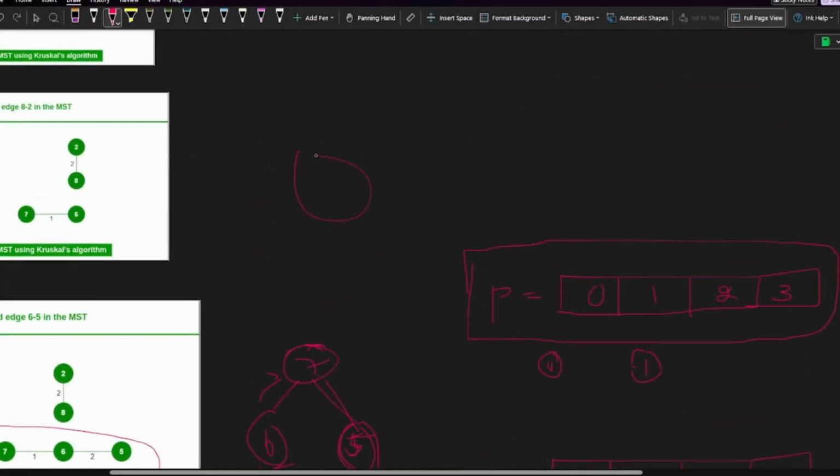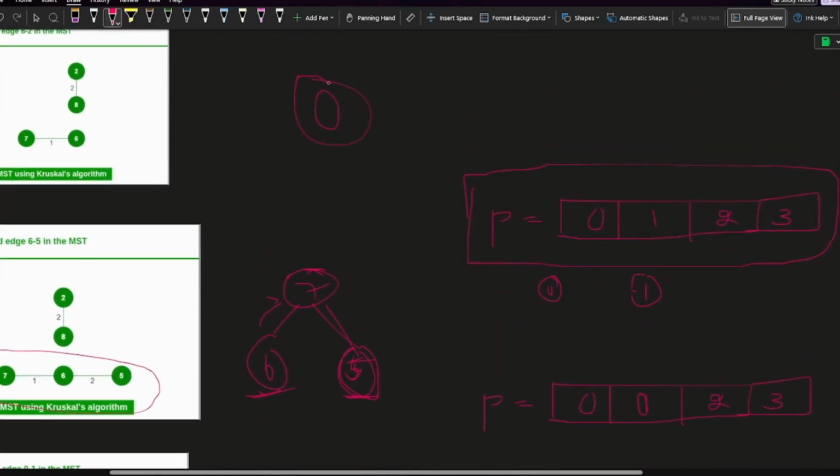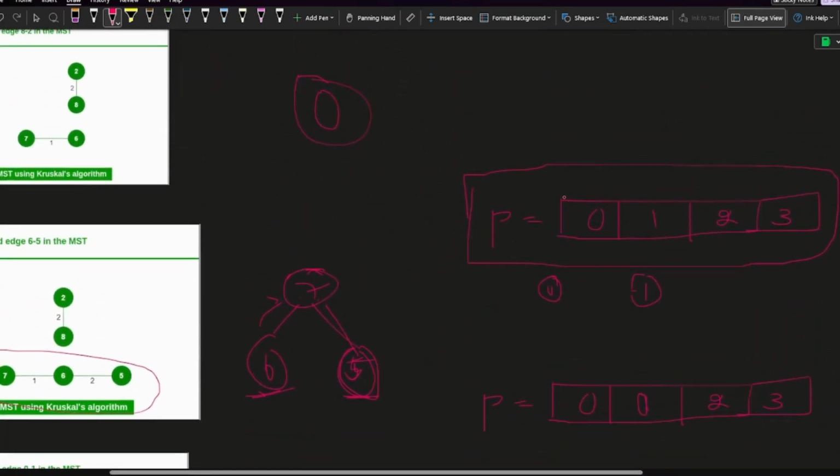So if I were to create a node, say 0, I'm saying that 0's parent is the node itself. This is just for our understanding, but it's more like saying that 0 doesn't really have any parent, at least as of now. So I think I can represent this over here.